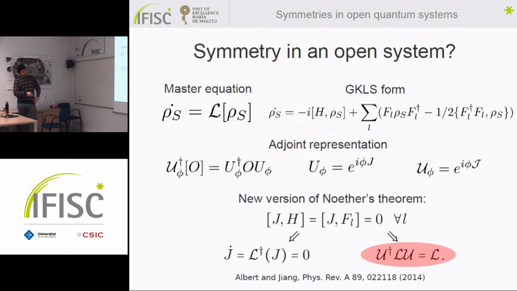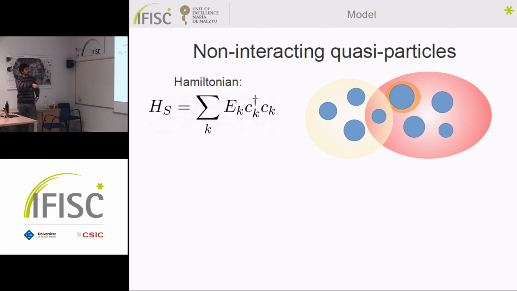Okay, and in my talk, I will focus on this part, because what I'm interested in is finding the symmetries of this Liouvillian superoperator. Okay, so now I go to the model. The model is a model of some, yes? Why is the symmetry not a conserved quantity? In the talk, yeah.